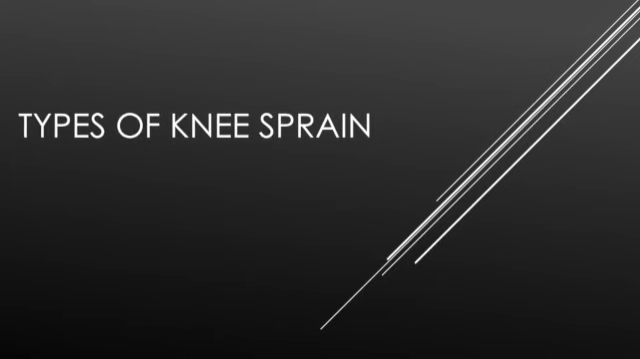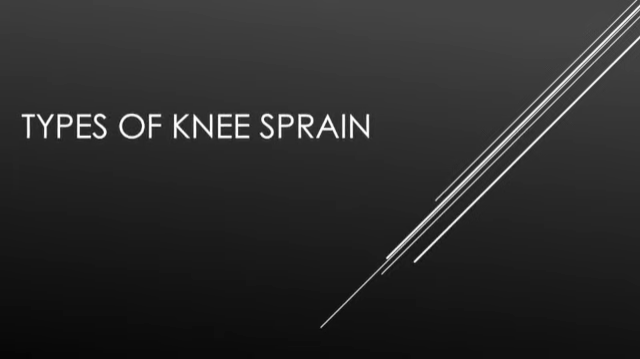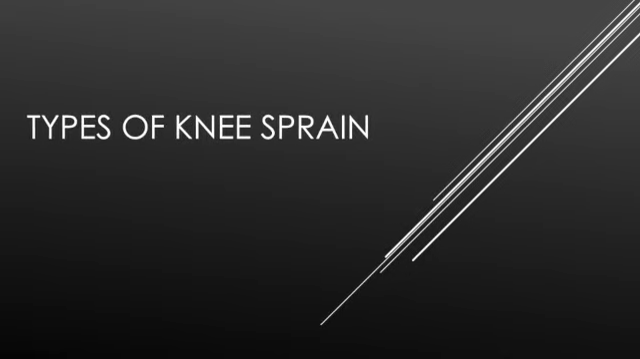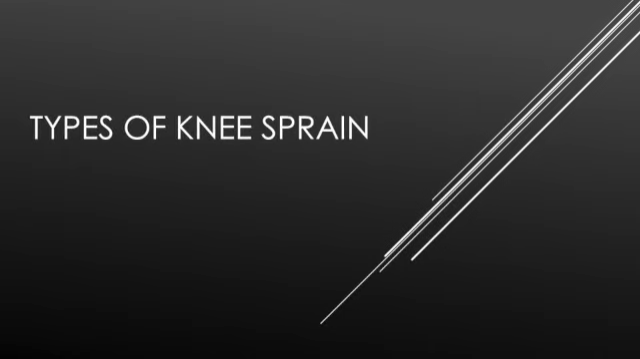Grade 3 sprain. This type of sprain is most commonly referred to as a complete tear of the ligament. The ligament has been split into two pieces and the knee joint is unstable. Each of these have different types of soft tissue healing.